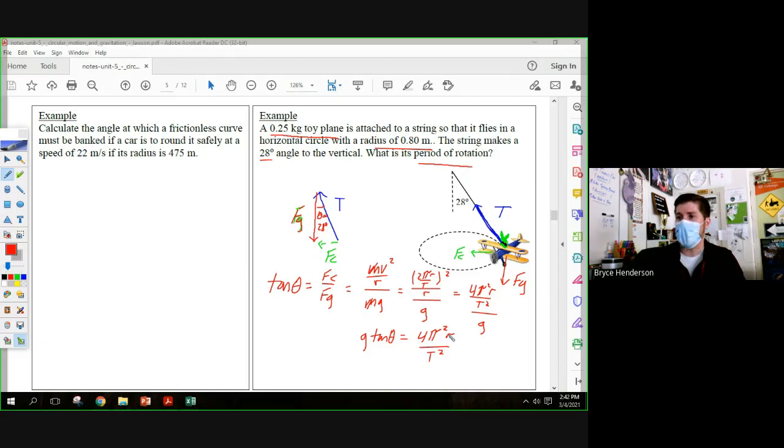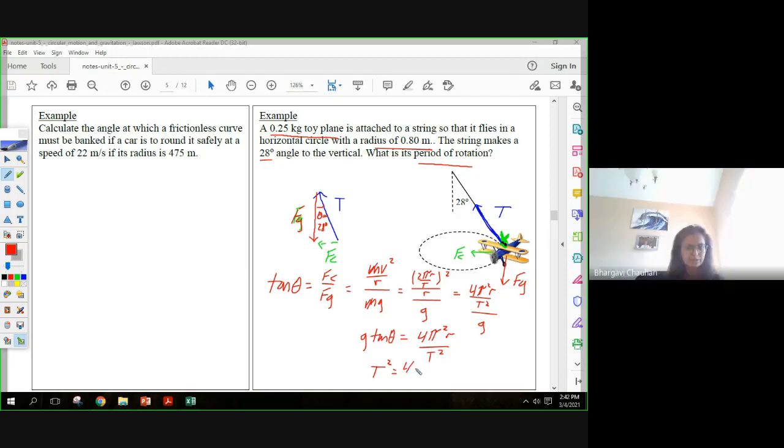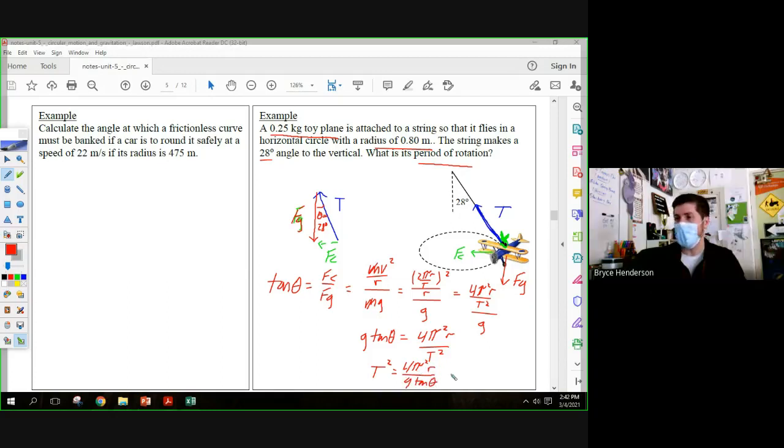Okay, let's get t by itself. So let's just flip it. Multiply both sides by t, divide by g tan of theta. t squared equals 4 pi r over g tan of theta. I'm just trying to do mental math. Square root both sides. So on our calculator, we're going to do the square root of 4 pi squared times the radius, 0.8 meters, all over g, 10, times the tan of 28. That will give me my period.